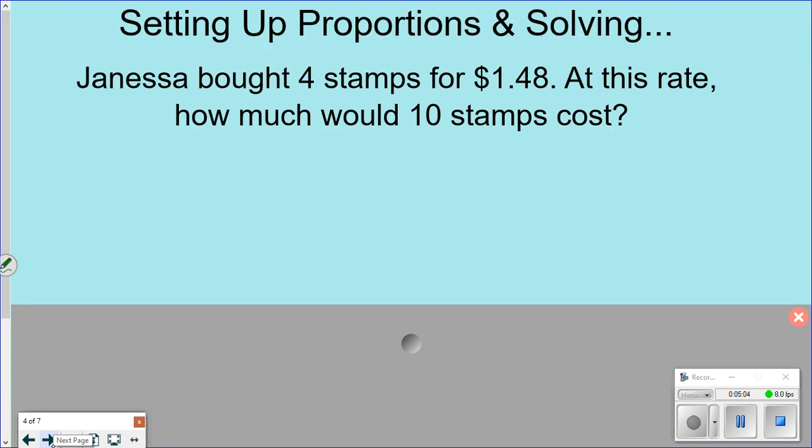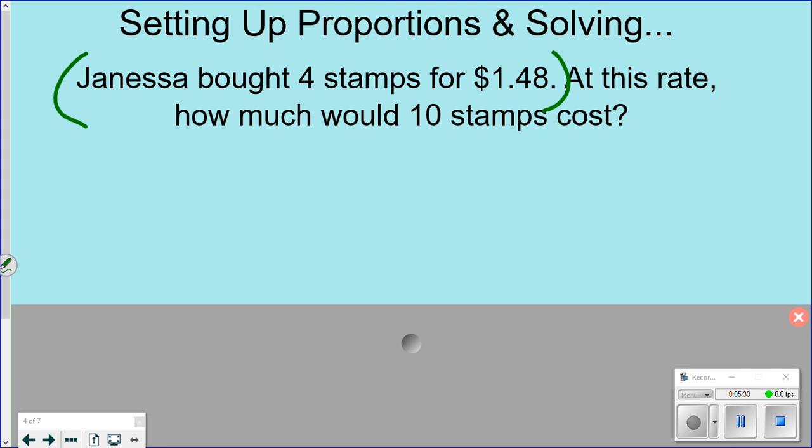The next thing I have to talk about is how to actually set up a story problem with a proportion. This is really, really simple, but you just have to make sure you set it up correctly. It says Janessa bought 4 stamps for $1.48. Anytime you're given a story problem, they're going to give you a rate because one side of the proportion has to be there. This gives me the rate right in the first sentence, so I can already start setting up my proportion.